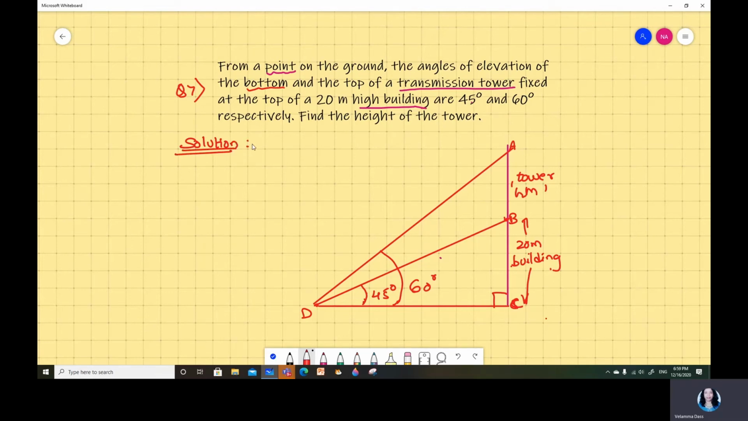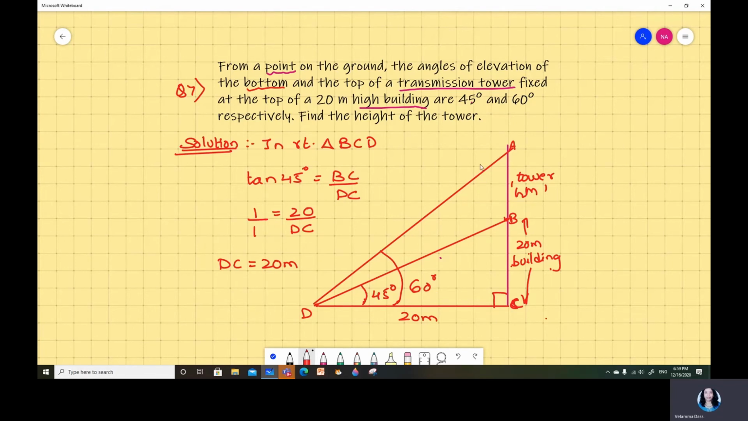In right triangle BCD, we are using the tan relation because this is a given angle, this is a given side and this is required. There is a common side. So tan 45 equals BC upon DC. Tan 45 is 1. BC is given as 20. So 1 into DC, we will get DC as 20 meter. So we got DC as 20 meter, correct?